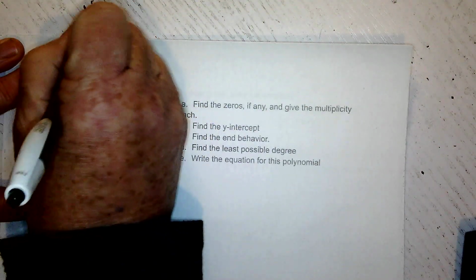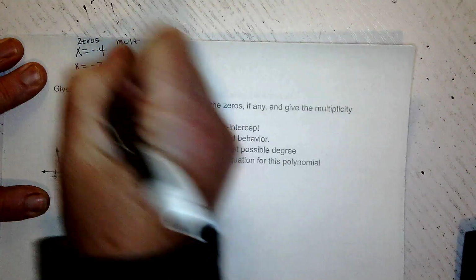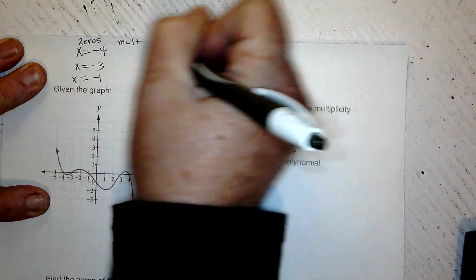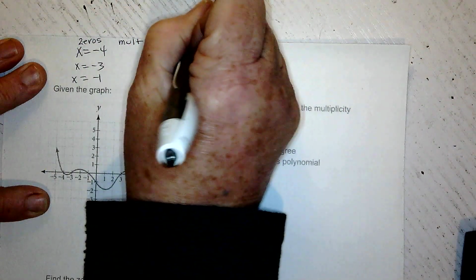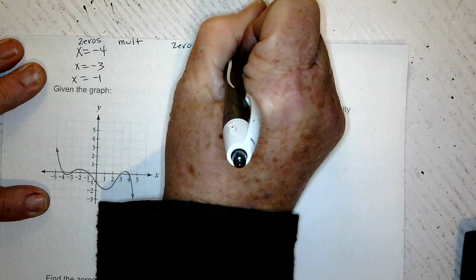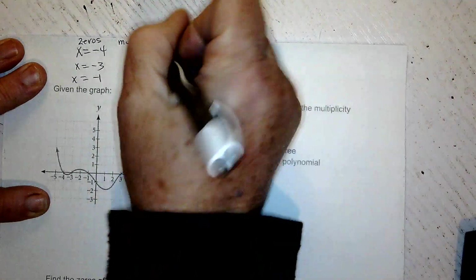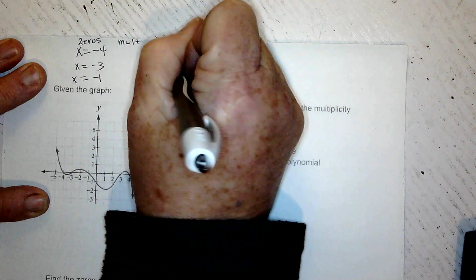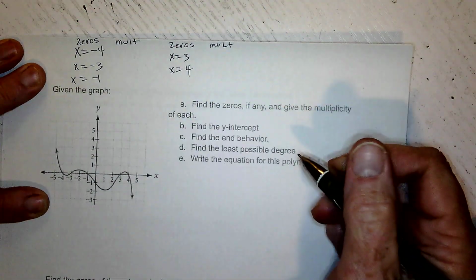X equals -3. X equals -1. X equals 3. And X equals 4. All right.